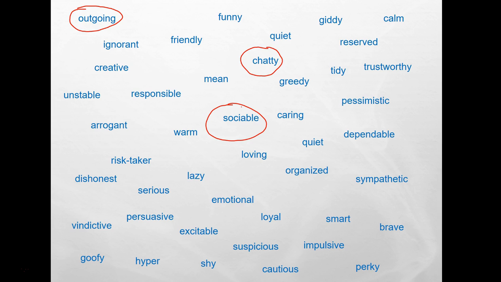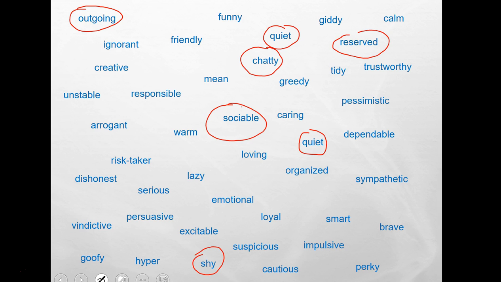But at the other end of the spectrum are people who are the opposite of outgoing. So people who are quiet, reserved. Whoops, I have an extra quiet in there. Maybe shy. Okay. So we have a cluster of traits now that go hand in hand and mean similar kinds of things.